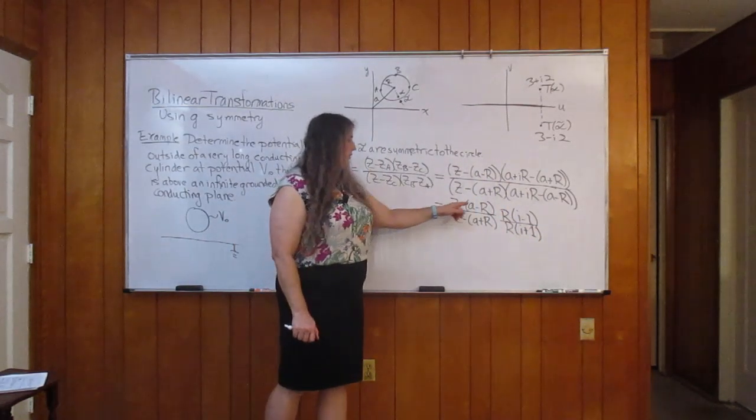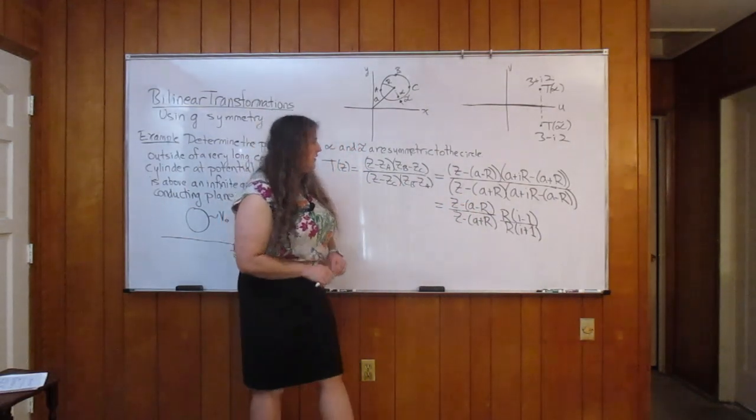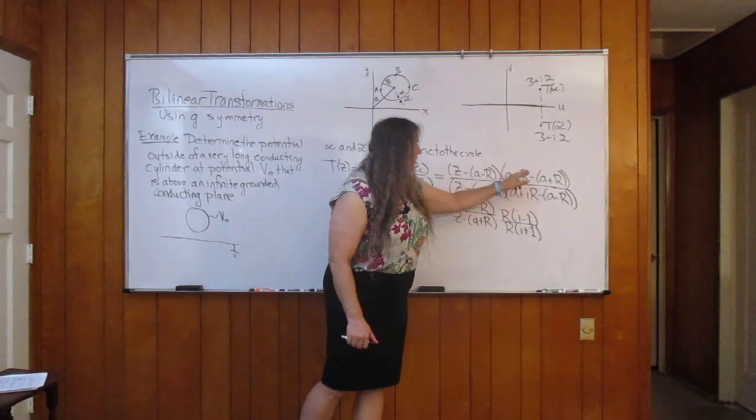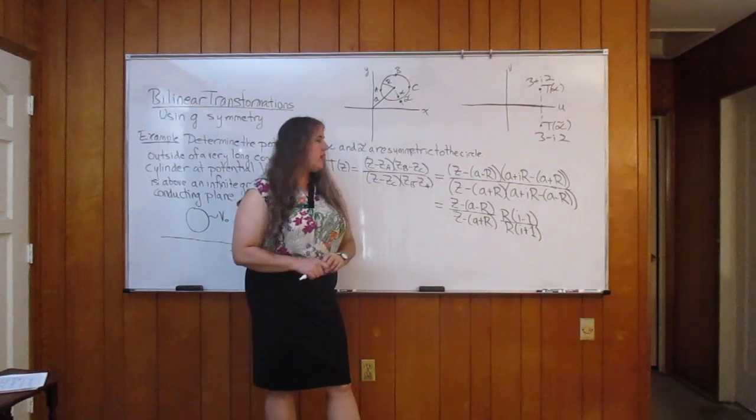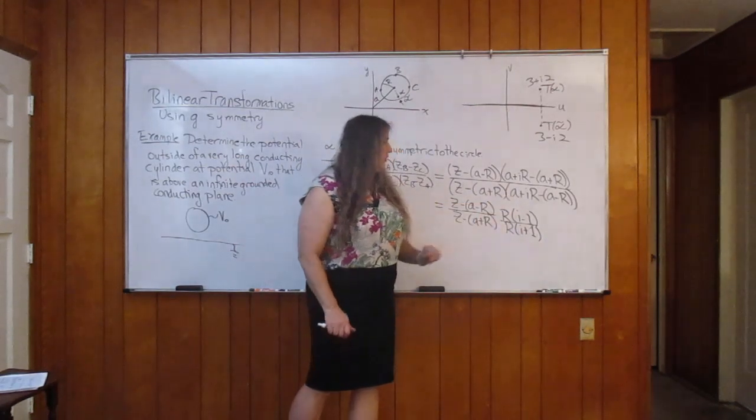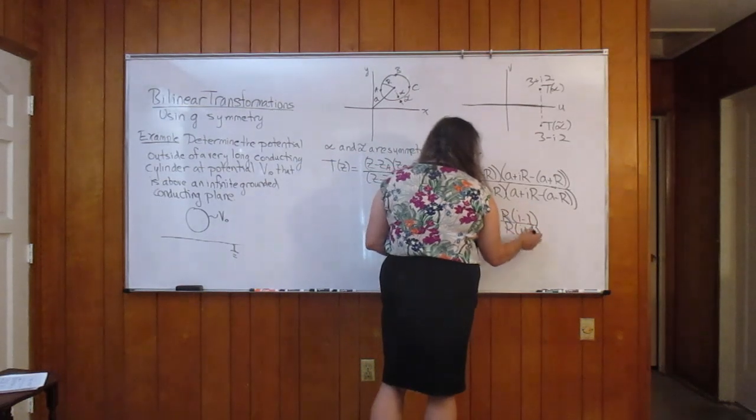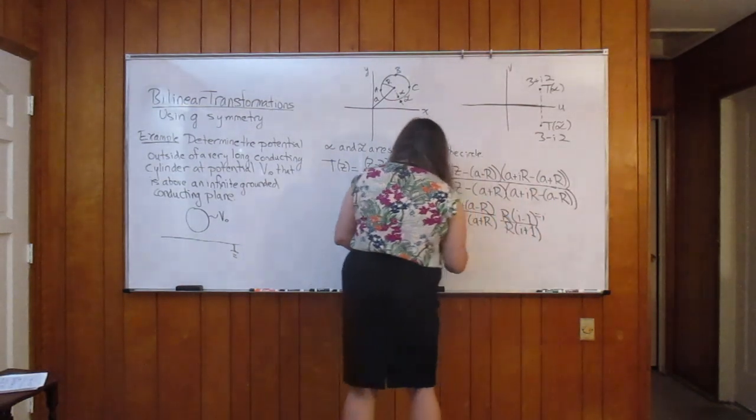That leaves us with Z minus A minus R in the numerator and over Z minus A plus R in the denominator. And these two other factors, we have R times i minus 1 in the numerator, and in the denominator we have R times i plus 1. The R's cancel out, and if you do the math here, this is just basically equal to i.